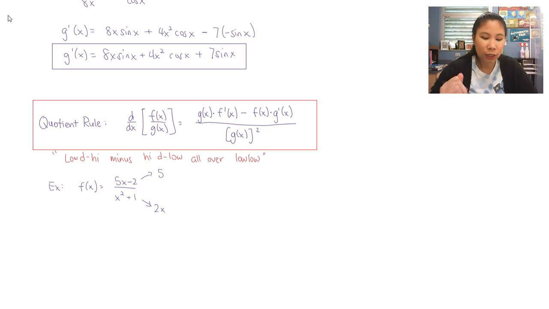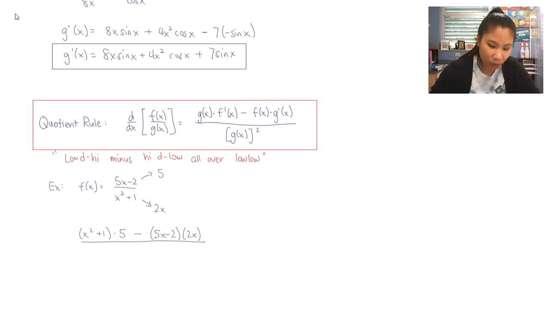Okay, so using the quotient rule, we are taking whatever's on the low, so on the bottom of the fraction, which would be x squared plus 1. D high would be the derivative of the top, which is 5. Minus high d low. So high is the 5x minus 2. D low is the derivative of the lower, which is 2x, all over low low. So whatever's on the bottom, we're multiplying it twice, so you're squaring it. Okay, so this would help us find the derivative of f of x.